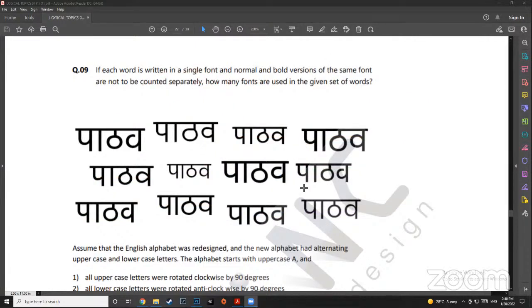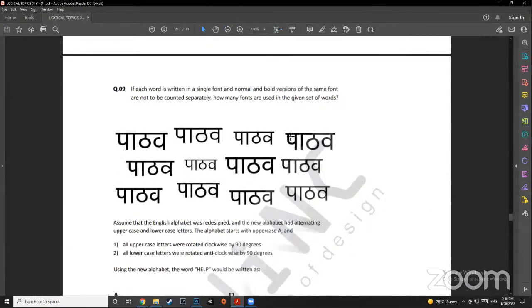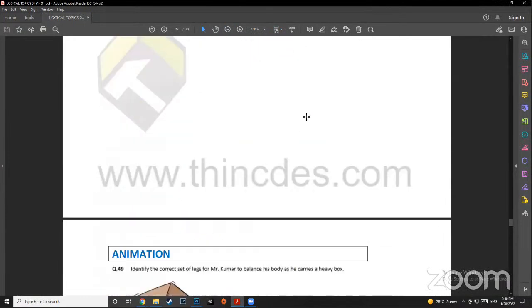And identifying fonts, yes, correct, Shambhavi. 7 is the correct answer. Identifying fonts itself, at least one or two questions might come from fonts. UCEED question makers really like using fonts for questions. So these are all fonts questions.